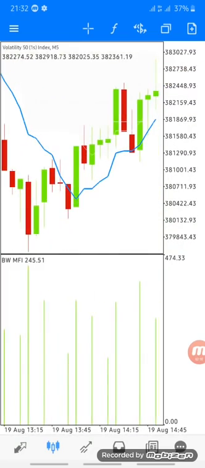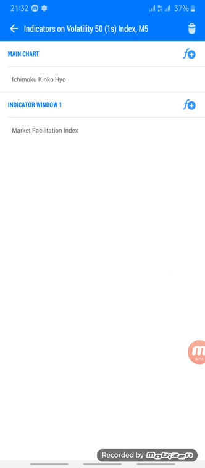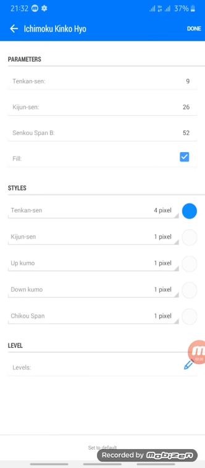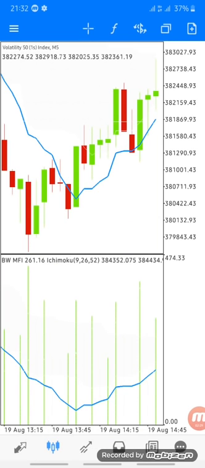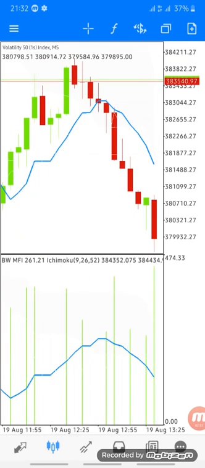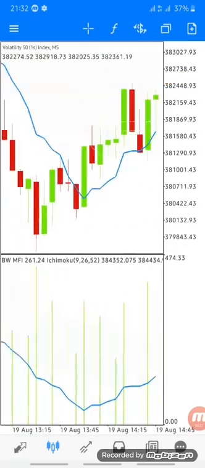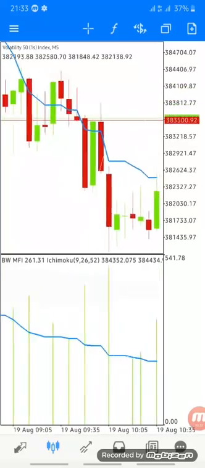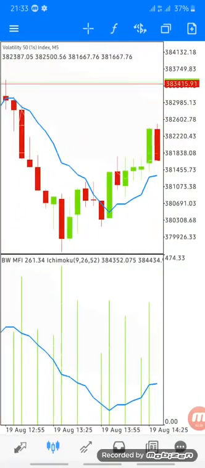So the Ichimoku that is on the main chart, you insert it within this window, indicator window 1. This Ichimoku is just the same one that is on the main chart. You don't have to stress yourself here. You got it. So yeah, like that. The only thing that is missing is our levels.